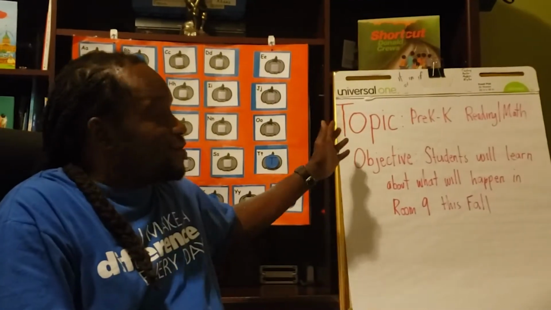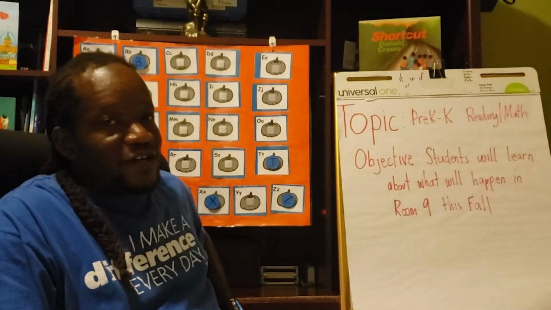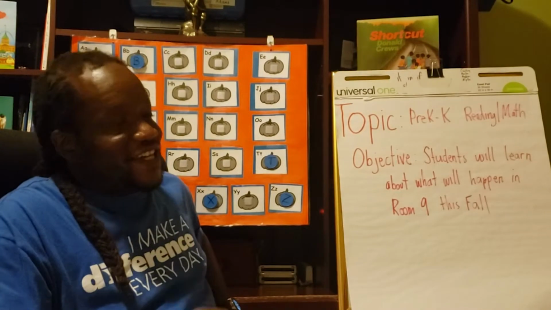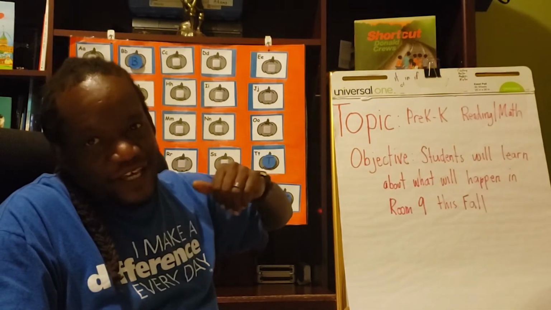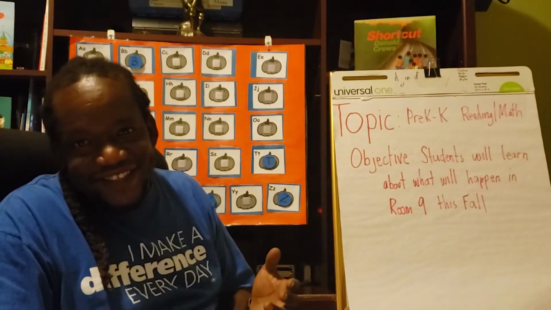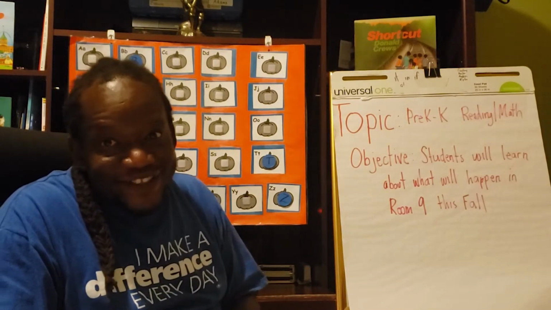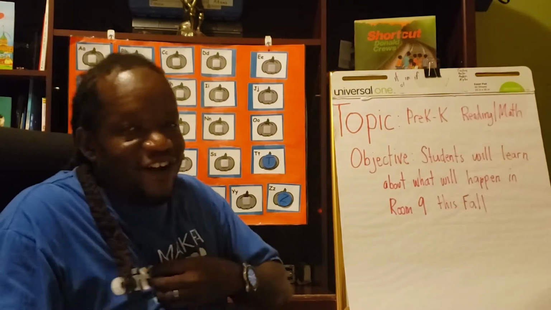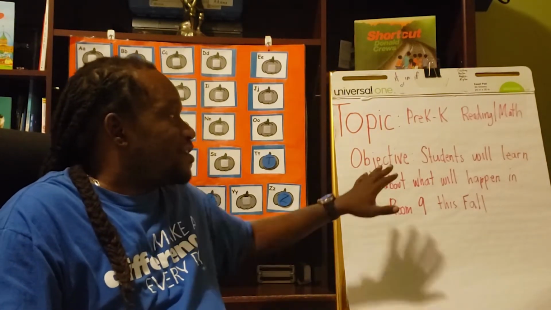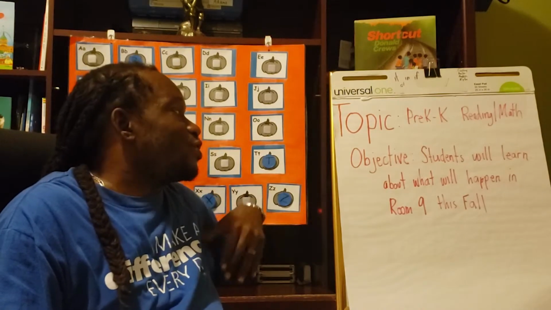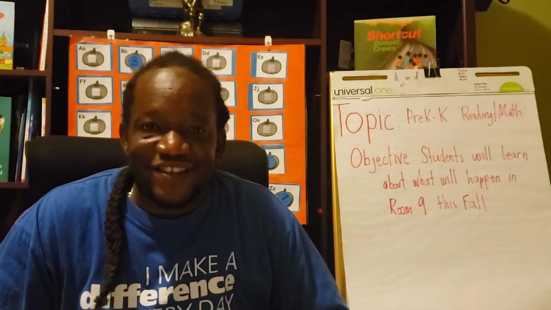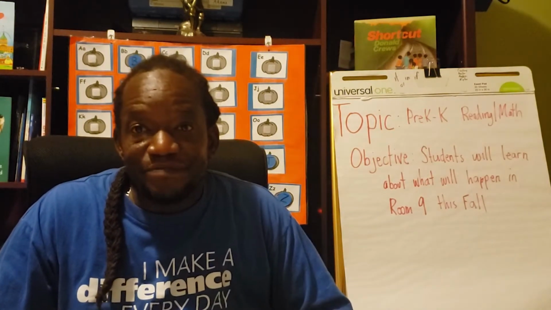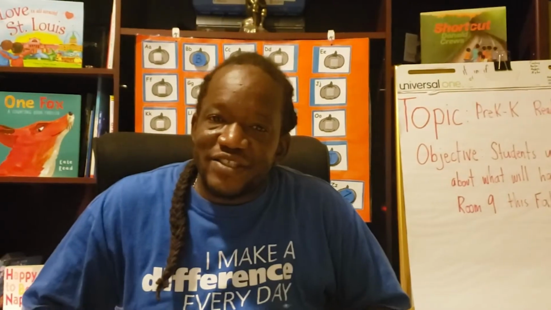All right, let's take a look at our objectives and our topic. Remember, this is the first week, second day. And our topic is pre-K reading and math, or ELA and math, or mathematics, whatever you want to call it. Numbers. We're going to learn a lot. Shapes, all types of stuff. And our objective is, this week, students will learn about what will happen in Room 9 this fall with Dr. Sanders. So you all ready? All right. So let's get started.